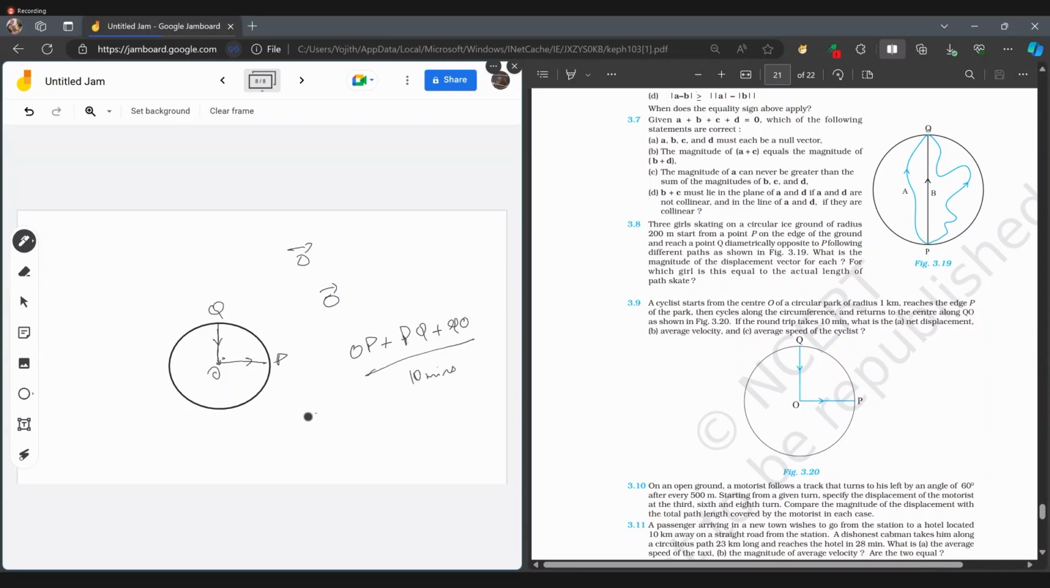Now OP is 1 kilometer, plus PQ which we need to calculate, and OQ is again 1 kilometer. Okay, so to calculate PQ you can do anything. What I will be doing is I simply use our Pythagoras theorem. If we use the Pythagoras theorem, what do we get? √2 kilometers. Okay, 2 kilometers, what does it become now? It's becoming almost 3.14, which is almost equivalent to 22/7. Okay, divided by 10 minutes.